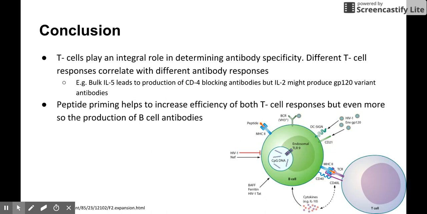Why is this so? With peptide priming, there is a B cell dominance where the B cells already know which T cells to recruit for when there is a foreign antigen. In this case, it is the GP120 glycoprotein found in HIV cells.